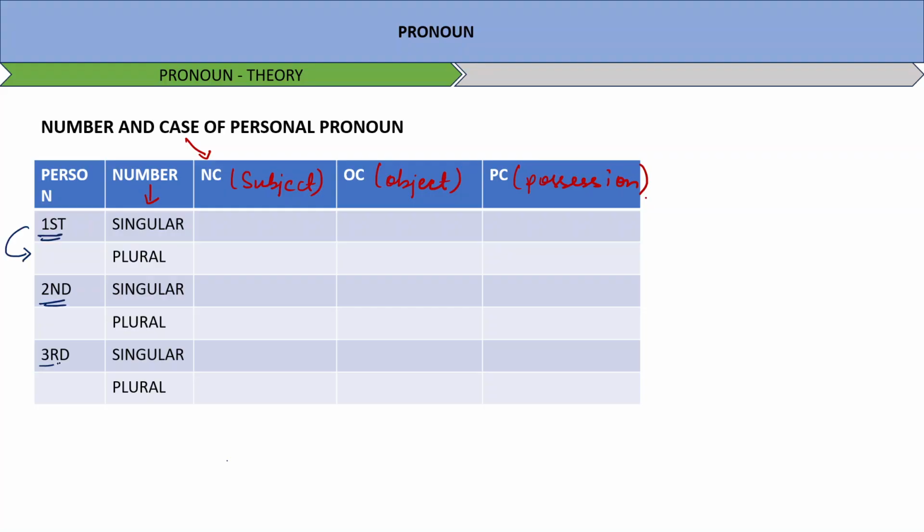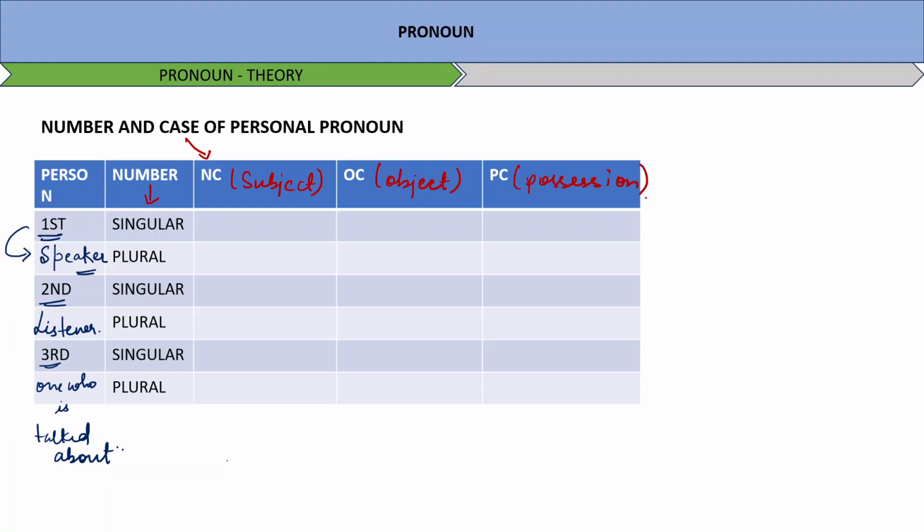So who's the first person? The one who is speaking, the speaker. Who's the second person? The listener, the one who's listening. Who is the third person? One who is talked about. We are talking about the third person, one who is talked about.